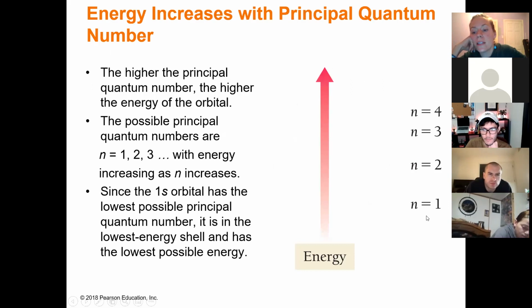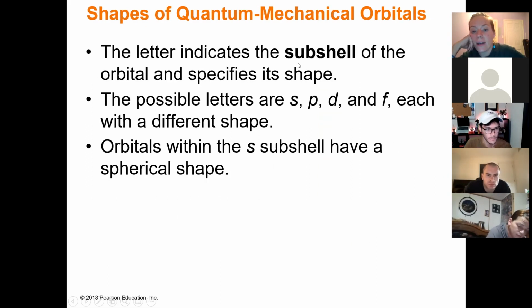All right, so energy increases with your principal number. So n equals 1 is the lowest energy, and that's going to be the closest to the nucleus. N equals 2 is a little bit farther. N equals 3 is even farther, and so on. The letters, which are known as our subshells, tell us the possible shapes for each of these orbitals. They also let us know how many electrons we can put in that shape. So the s is a sphere, and it can hold a maximum of 2 electrons.